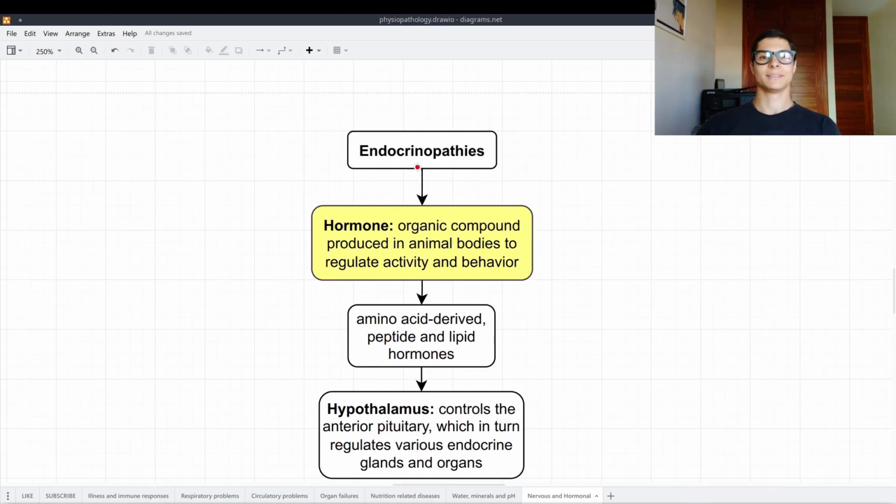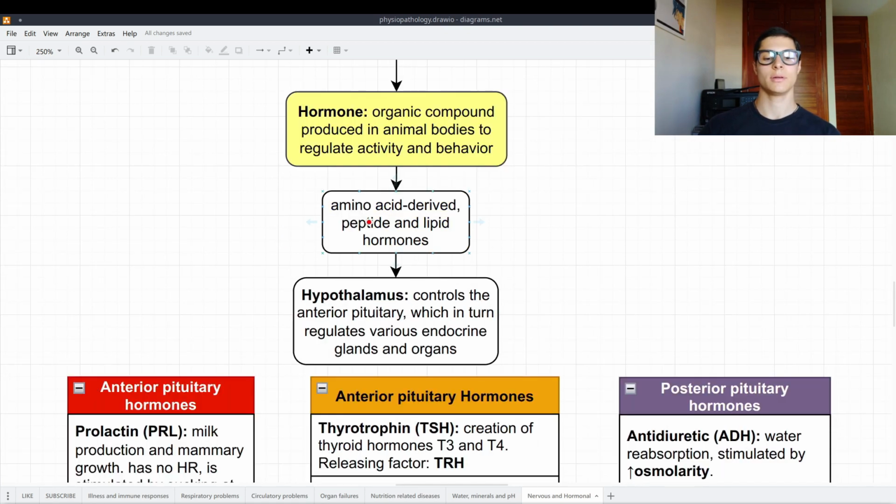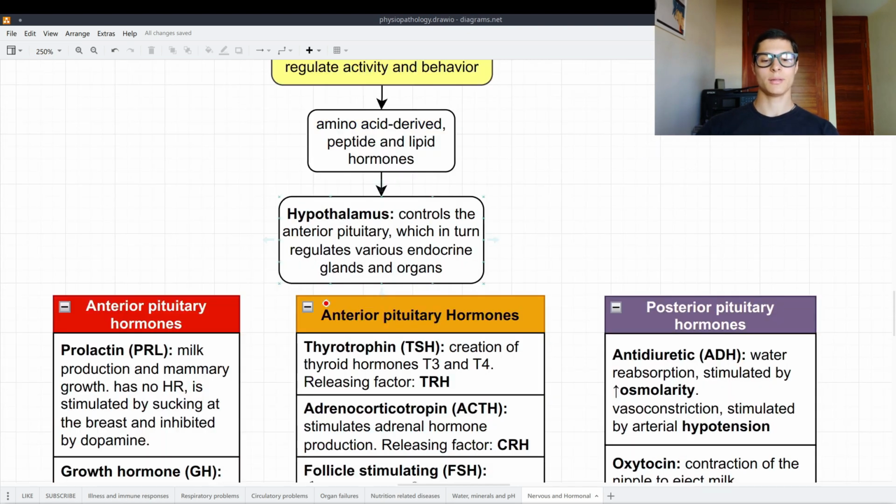And now, last but not least, endocrinopathies. A hormone is an organic compound that is produced in animal bodies to regulate activity and behavior. It can be amino acid derived, peptide and lipid. The hypothalamus controls the anterior pituitary, as we talked about before, which in turn regulates various endocrine glands and organs.